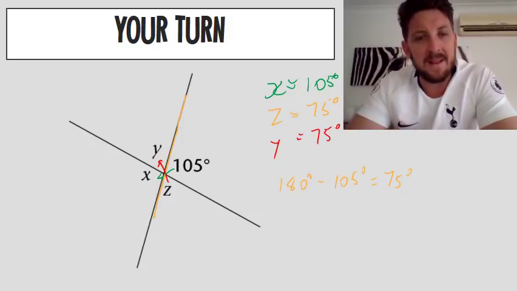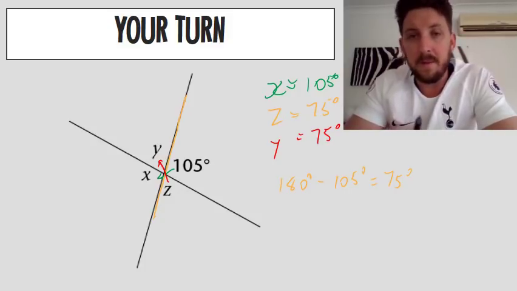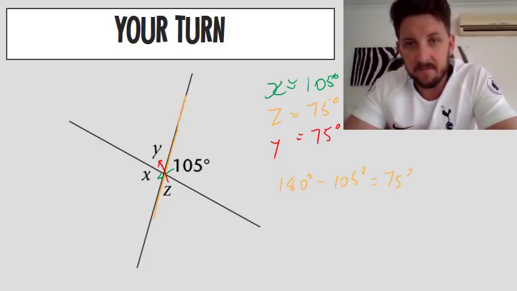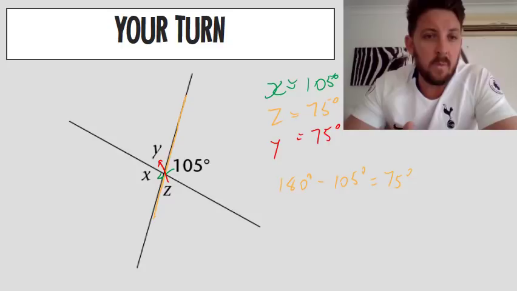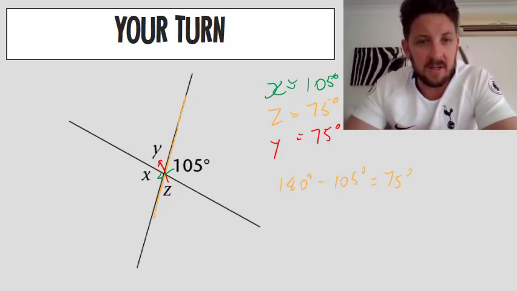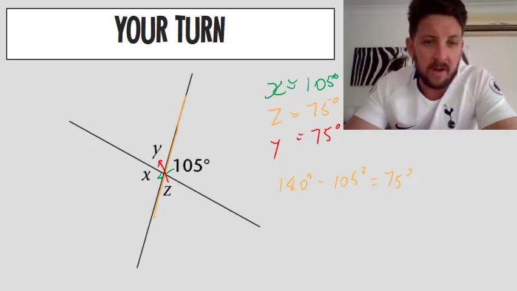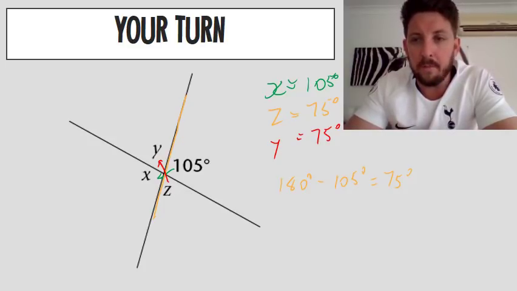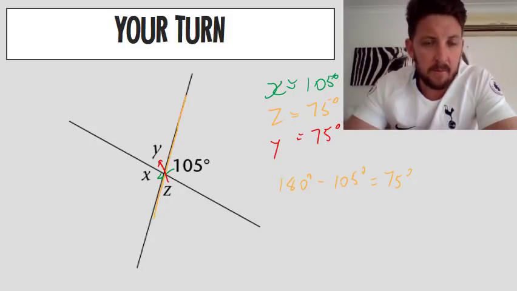Now sometimes you may need to use both your complementary and your supplementary together. But it's all about knowing where your straight lines are, angles that you already know like 90 and 180 degrees, and knowing that where lines intersect you can do your vertically opposite angles and that they are equal.